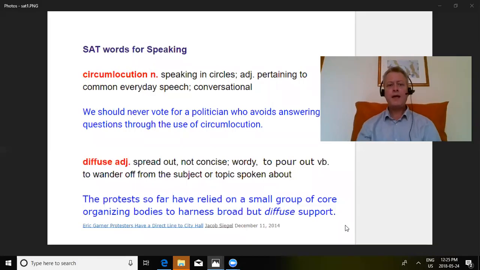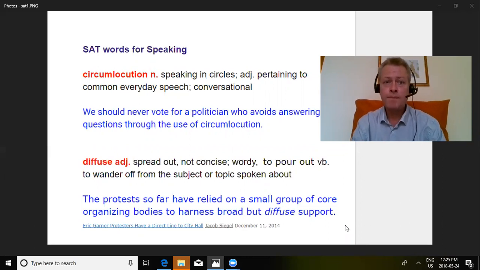Hello and welcome back. We're looking at SAT words for speaking today. We're looking at 5 in a group of 9 or 10 words. We're going to start with circumlocution.